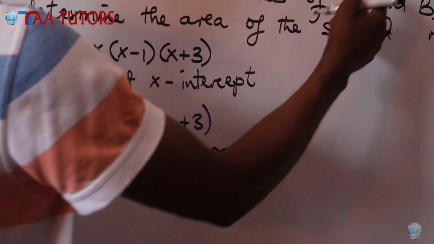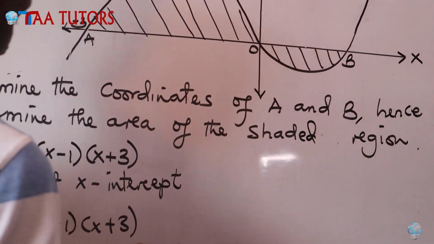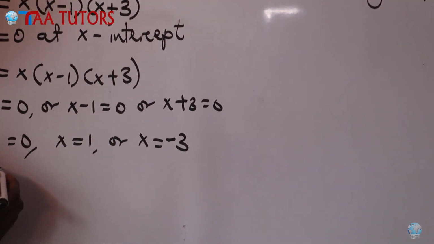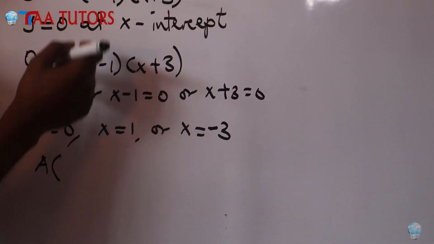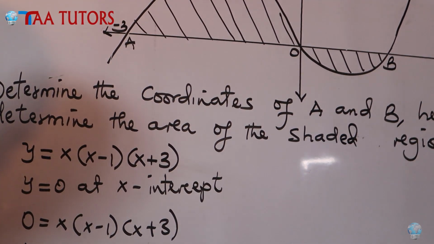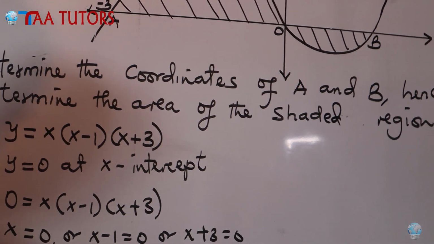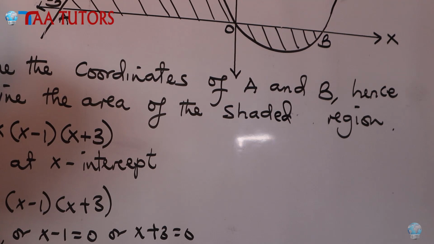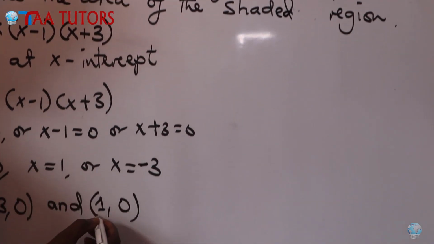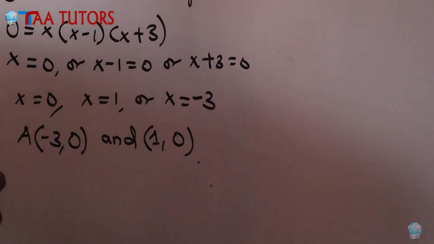Then x1 should be there because it's positive. So what I'm going to say, the coordinate here, coordinate A, should be negative 3, 0, and B should be 1, 0. Now we have dealt with that first part.